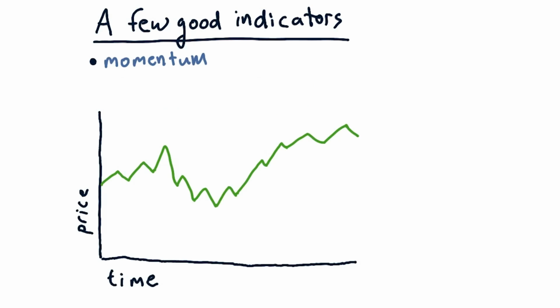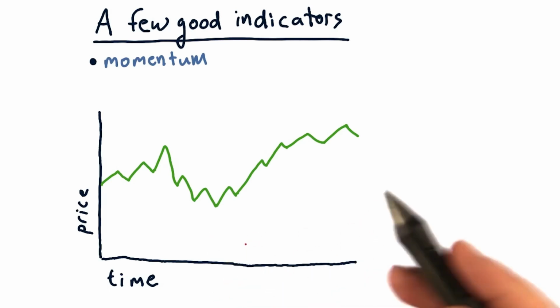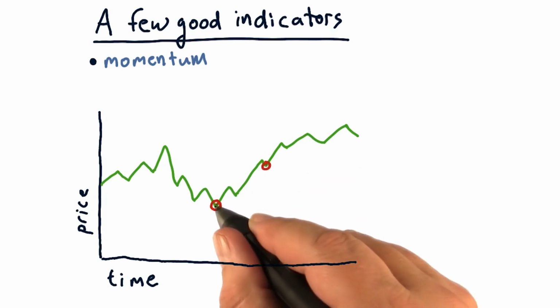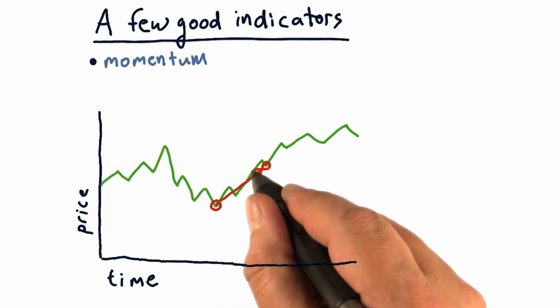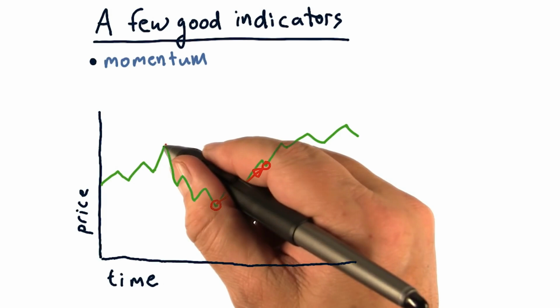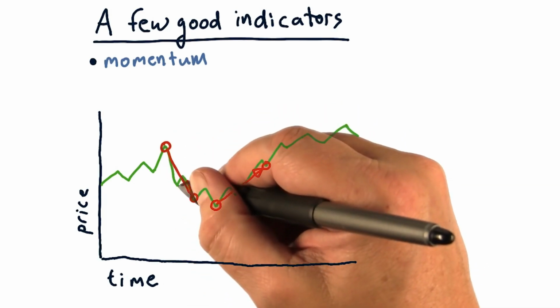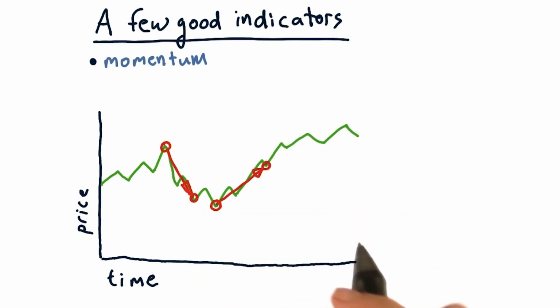Momentum is really one of the simplest indicators, and it's just over some number of days how much has the price changed. So for instance, if we look at this point to this point, we've got positive momentum, or if we were to look from here to here, we've got negative momentum. And the steepness of that line is the strength of the momentum, either positive or negative.